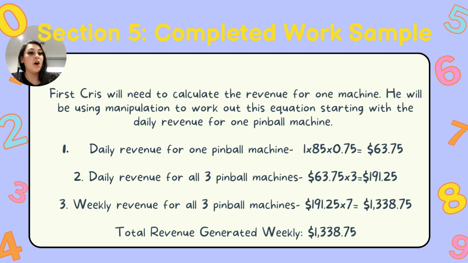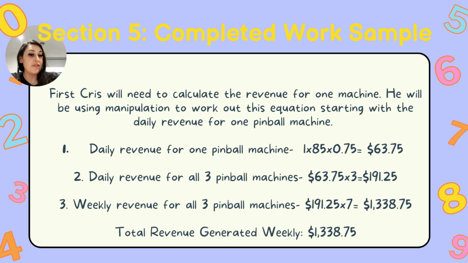First, Chris will need to calculate the revenue for one machine. He'll be using multiplication to work out this equation, starting with the daily revenue for one pinball machine. Step 1. Daily revenue for one pinball machine. 1 times 85 times 0.75 equals $63.75. Step 2. The daily revenue for 3 pinball machines.